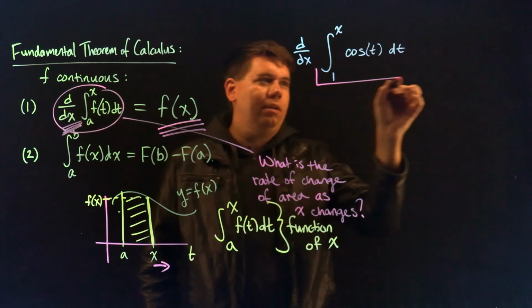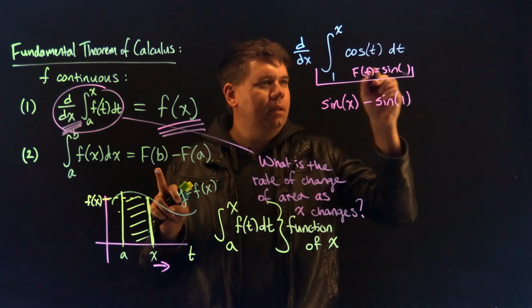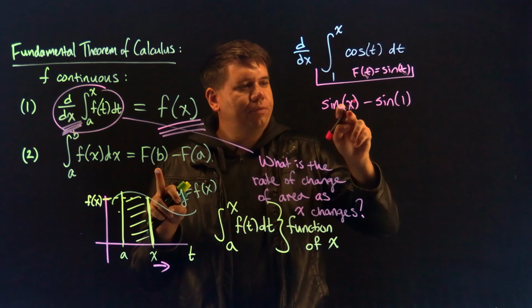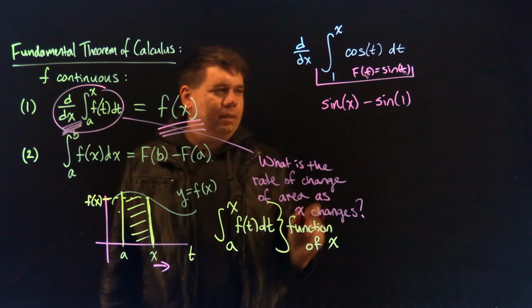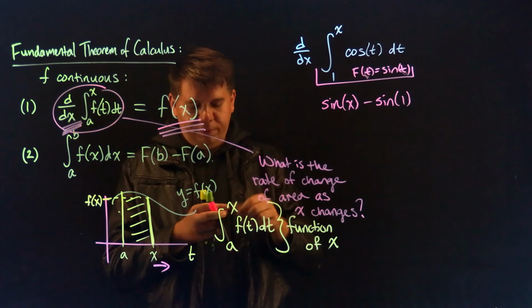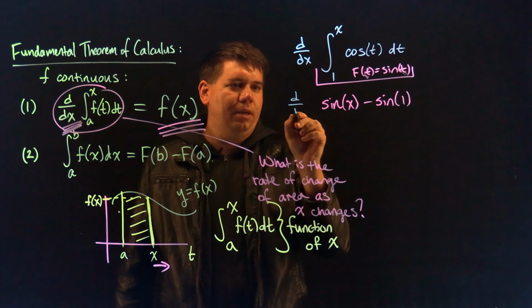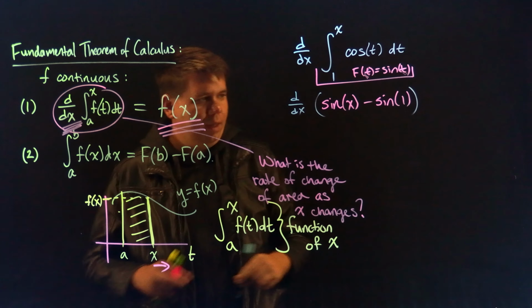And I plugged in sine of x, well, sine of t, I guess. So this was originally in t's, so the variable was t. But now I plugged in an x for the top and a 1 on the bottom. Okay, that's this piece. Now I still need to find my derivative. I still have this d dx up front. So now we do d dx of that.